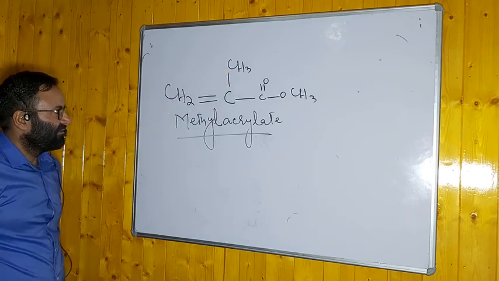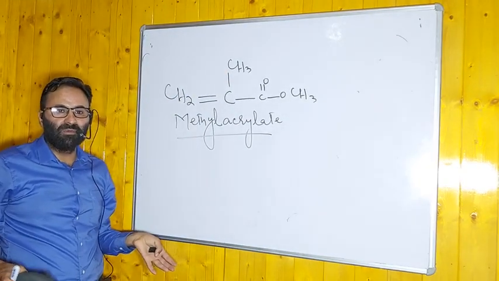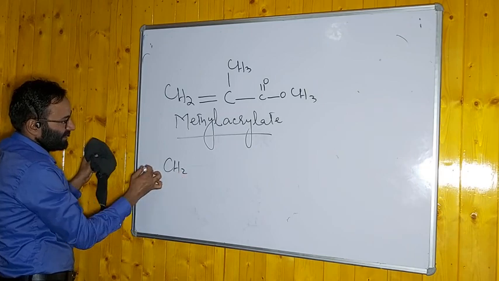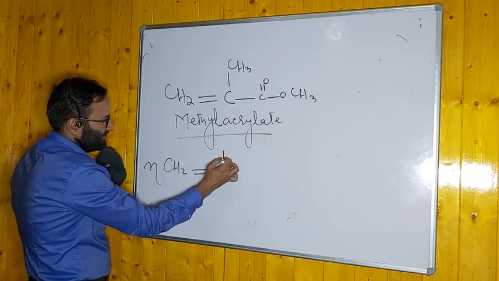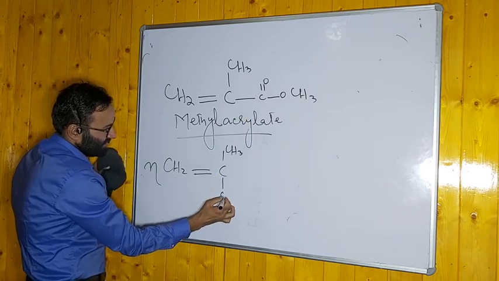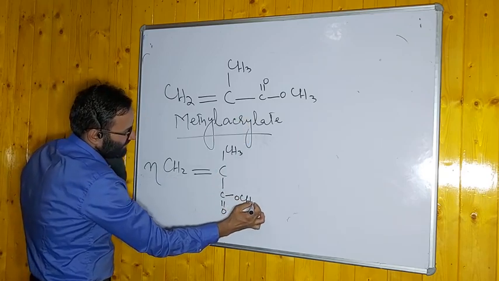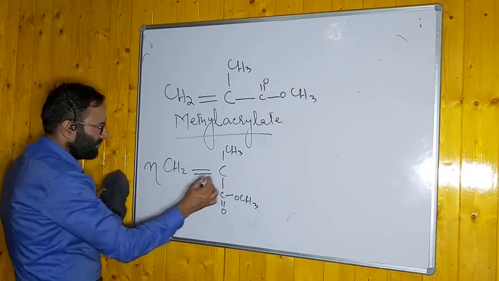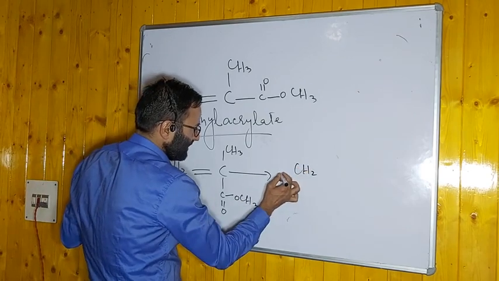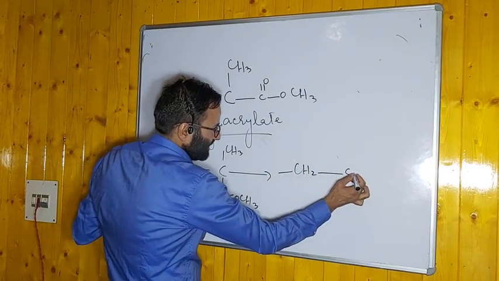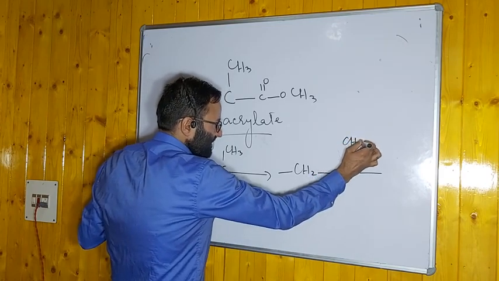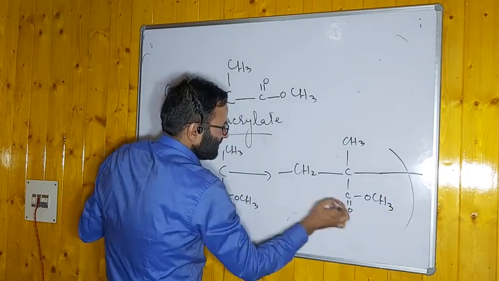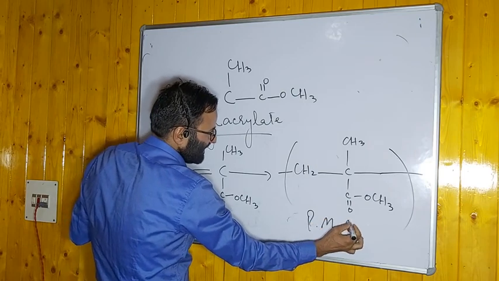When methyl acrylate undergoes polymerization, it forms PMMA, polymethyl methacrylate. We will consider its polymerization now. CH2 double bond C, CH3, with C double bond O, OCH3, n times. During polymerization, the pi bond will break and form single bonds. You will have CH2, single bond C, with CH3 and C double bond O, OCH3. This is known as PMMA, polymethyl methacrylate.